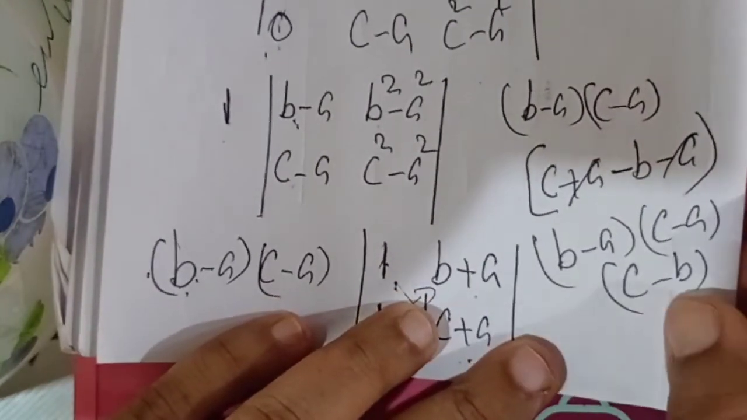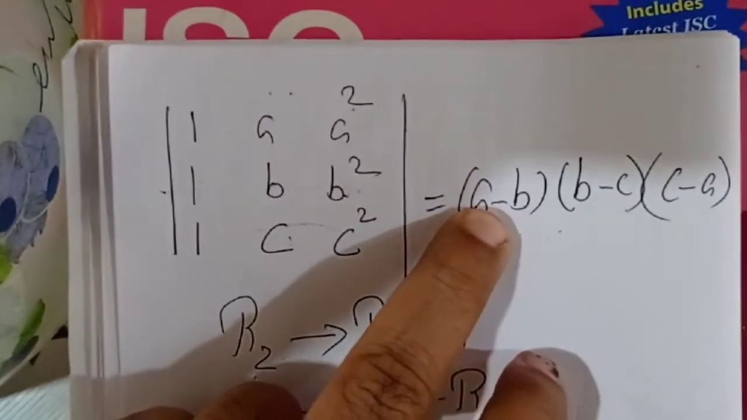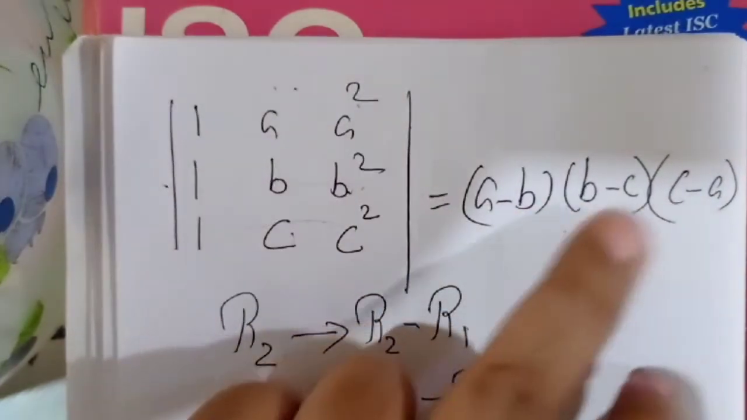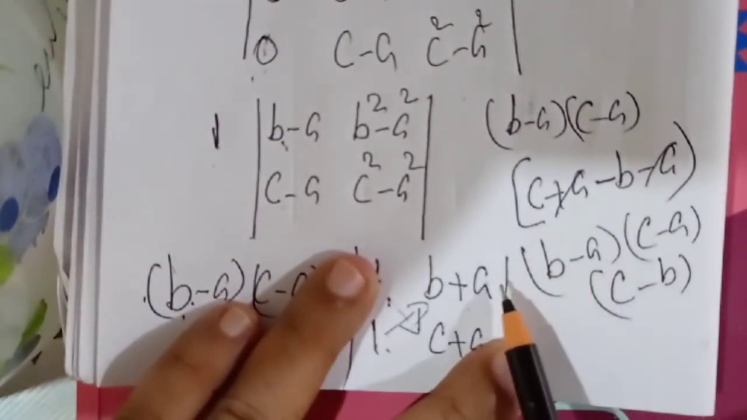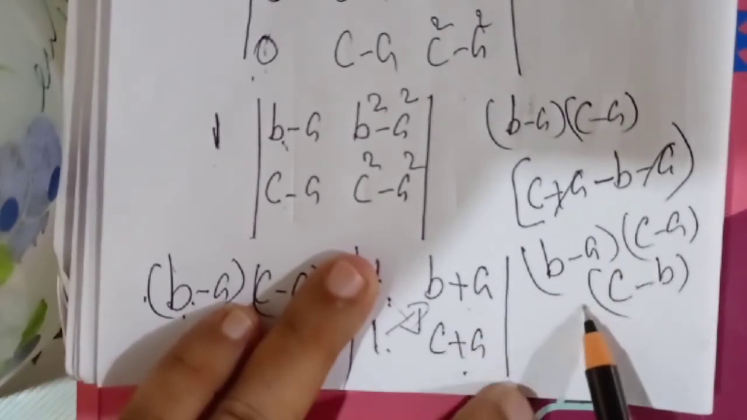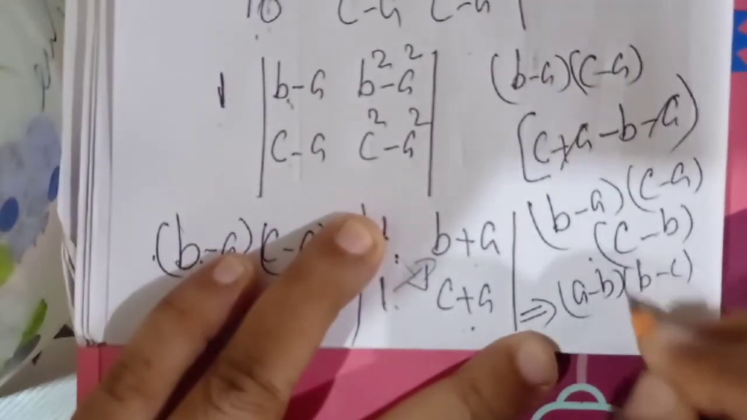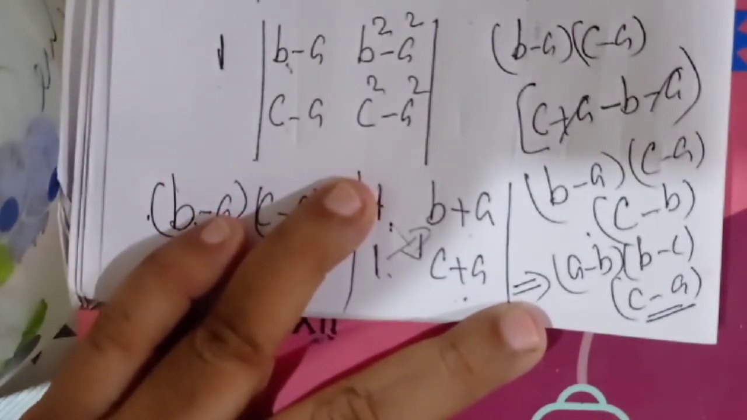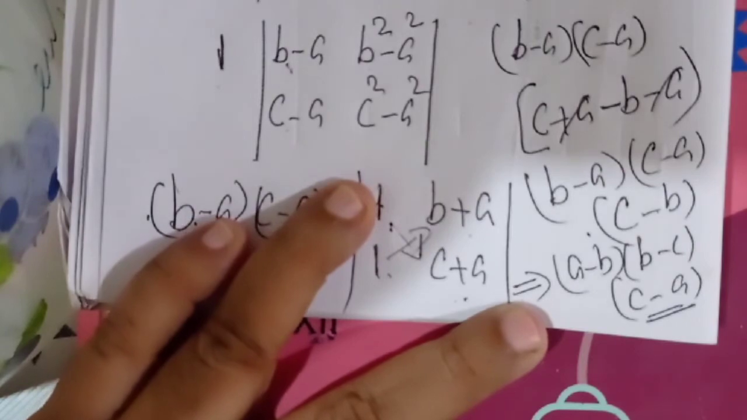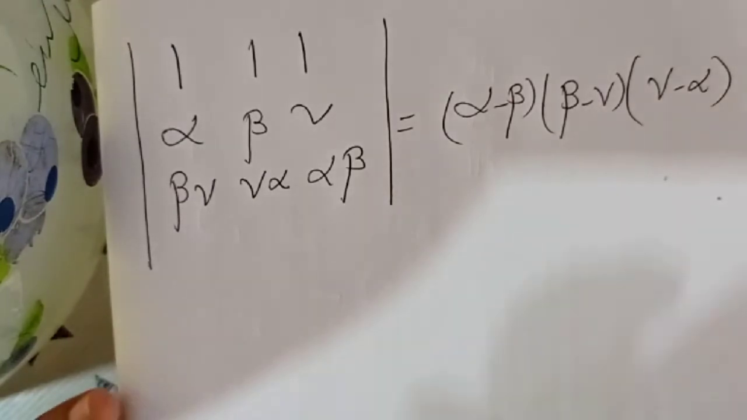Now, this is not the answer form. In the answer, not b minus a. What is that? a minus b. And the last one, c minus a is there, but the next one is c minus b. Therefore, we interchange these two. When you take minus from this side, minus of a minus b, minus of b minus c. Therefore, the answer is a minus b into b minus c into c minus a. Copy the answer. 2 minus are there. Therefore, minus into minus changes to plus. Okay, copy that.